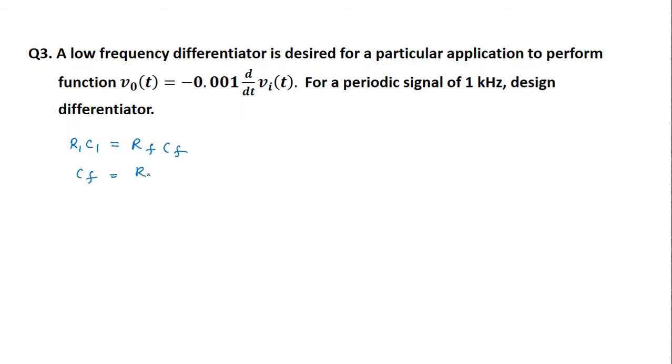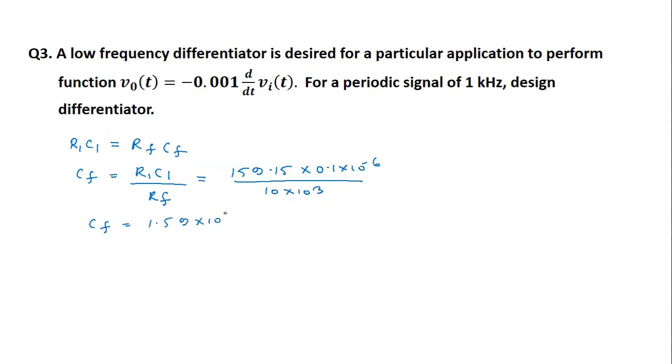Now we will use the equation R1 C1 is equal to Rf into Cf to find Cf. Cf will be equal to R1 C1 divided by Rf. Now we put all the values of R1, C1 and Rf in this equation. After putting all the values, we get Cf equal to 1.59 into 10 to the power minus 9 farad, which is equal to 1.59 nanofarad. So this is the value of Cf we are getting.